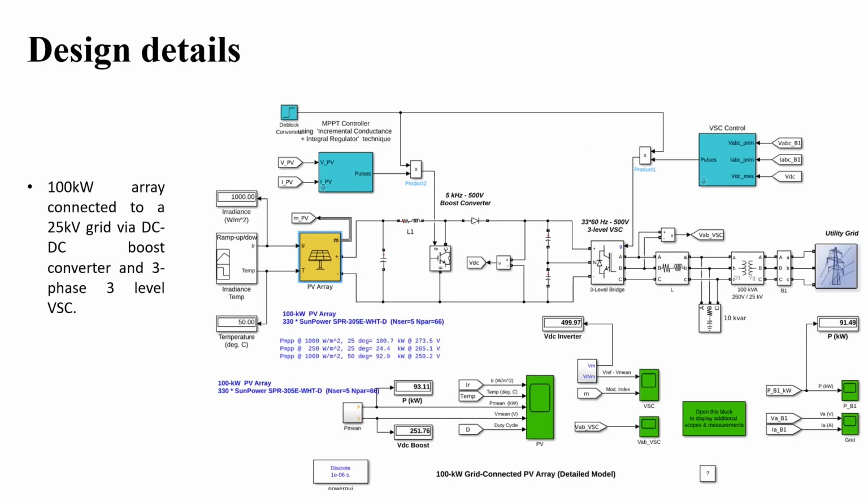So, referring to the design details that will be implemented for the smart grid of a rural community of Canada. First, we have selected a 100 kilowatt photovoltaic array which is connected to a 25 kilovolt grid via a boost converter. From the simulation, we can see that a PV array is connected to a boost converter and is connected in parallel to an MPPT controller, and then it is connected to a voltage source controller which is supplying to the utility grid itself.